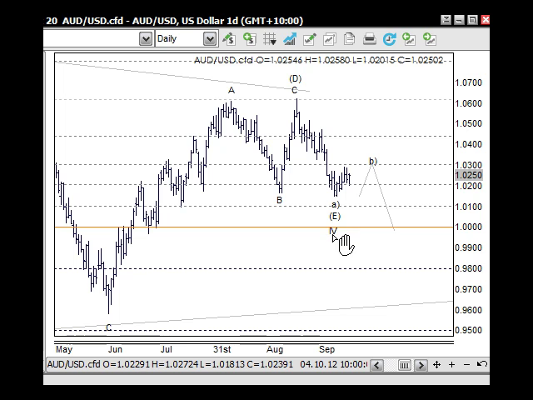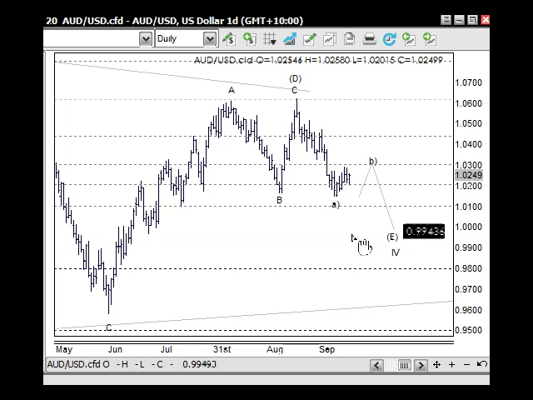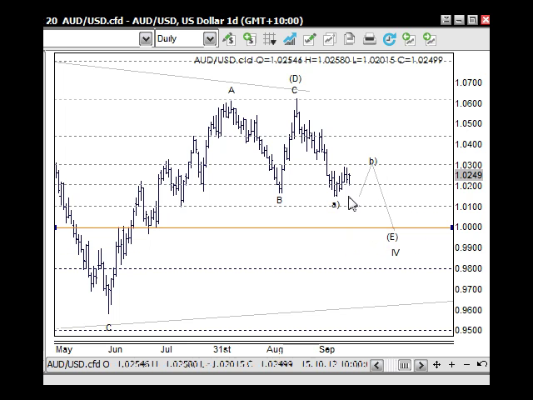If that's not the case, then we see this continue its little path further down through here, and this little move here would be the B wave, which would be complete. The B wave could go to there, and then we'd see a move down further through here. So there's 2 ways to count that. In terms of trading, then, it's better to use the price.